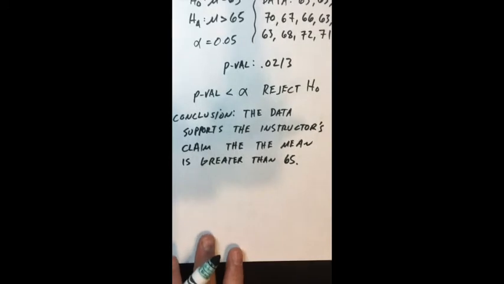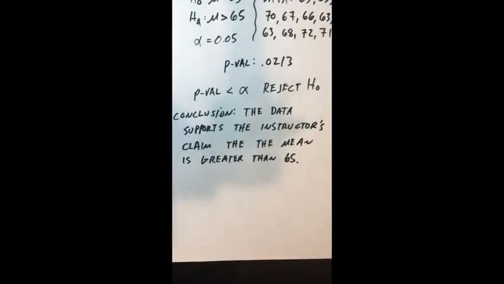Okay. So again, the most important thing about all of this, as far as I'm concerned, is writing that conclusion correctly. We want to say it in such a way that it's true, right? So the data supports the instructor's claim. We didn't prove his claim. We have to be careful not to say too much, but definitely based on this data with a p-value of 0.02, the data supports the instructor's opinion or his guess that the mean was greater than 65.